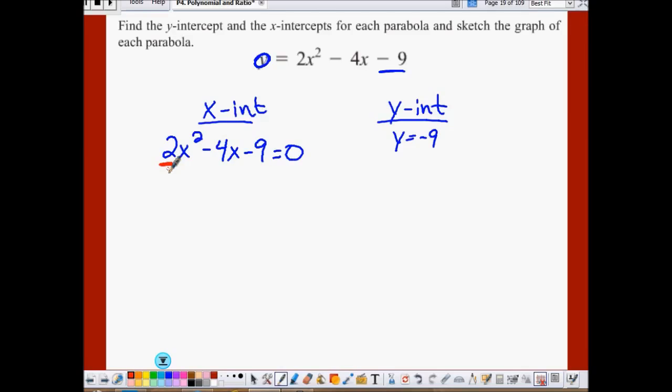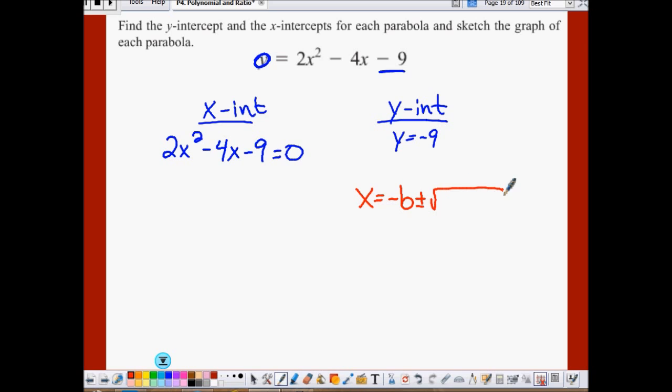If there's a number out front, what kind of factoring do we use? Bottoms up. Move the 2 to the end. We now have x squared minus 4x minus 18 equals 0. We ask ourselves what multiplies to give me negative 18, what adds to give me negative 4. Is there anything? No. What does that tell us? Can we factor? No. Will not factor, so we're going to have another method, and that method is the quadratic formula.